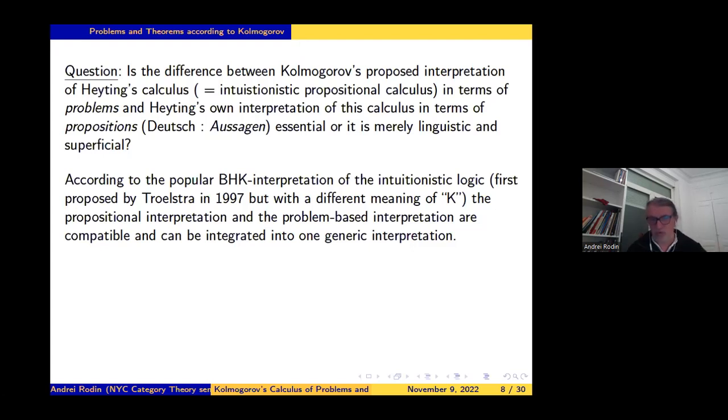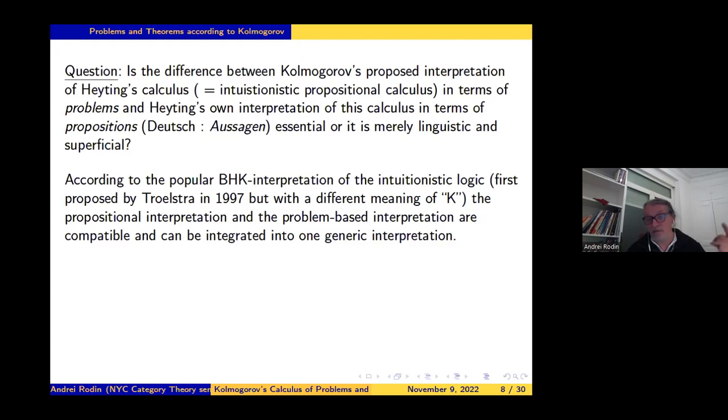That means that if you have a solution of problem A, that gives you a solution of problem B. So that interpretation works either in terms of solutions or in terms of proofs. If you have a proof of A, that gives you a proof of B, and that's how you explain implication, and similarly with other connectives. And that was introduced in 1997 by the Dutch logician and historian of logic, Troelstra.